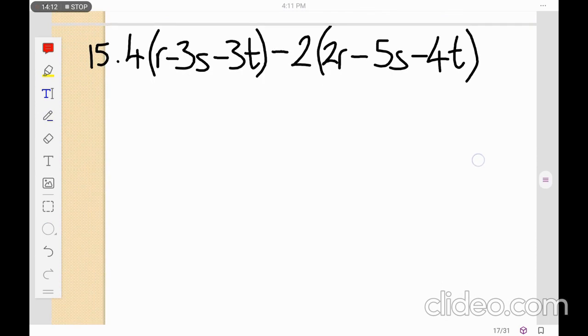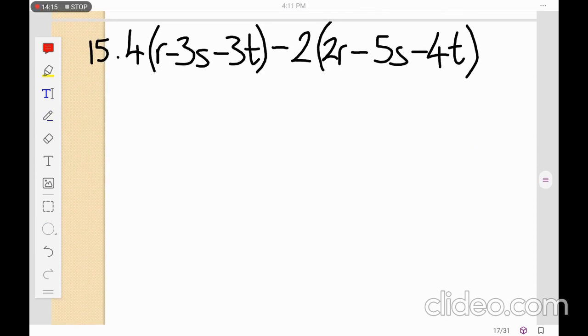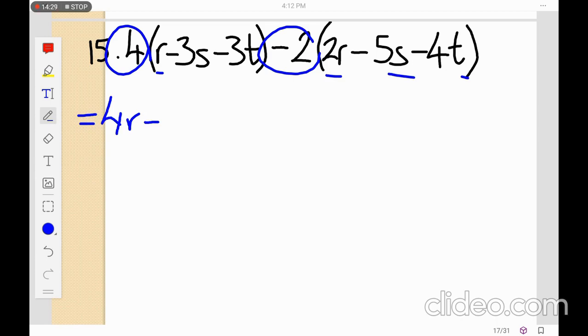Number 15 is still similar to the one that we did. This one multiplies everything, and this one with the negative there multiplies everything there. Let's do that. So I've got first one, 4 times r, 4r, then 4 times minus 3s, we get minus 12s. Then 4 times minus 3t, we get minus 12t now.